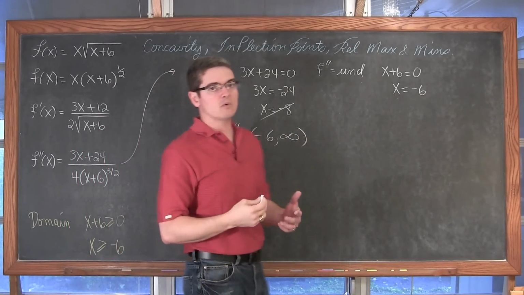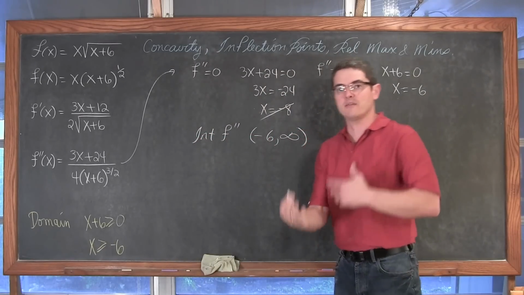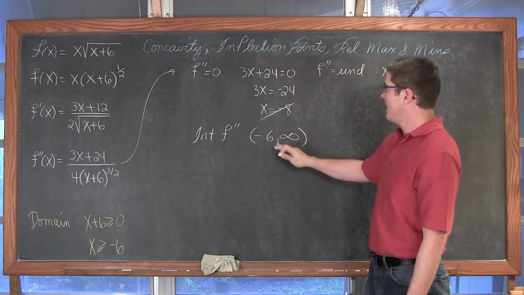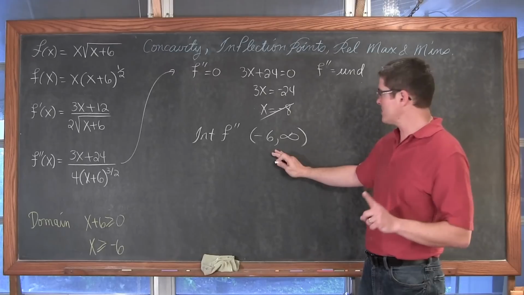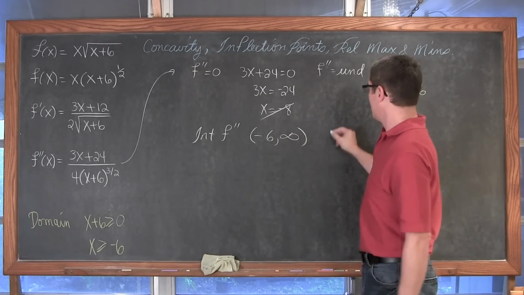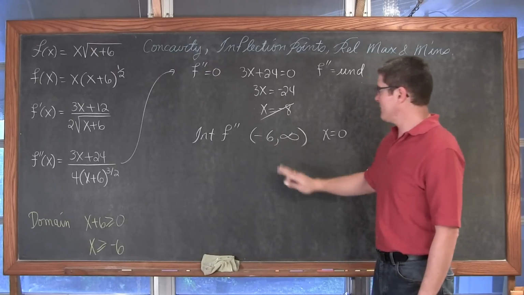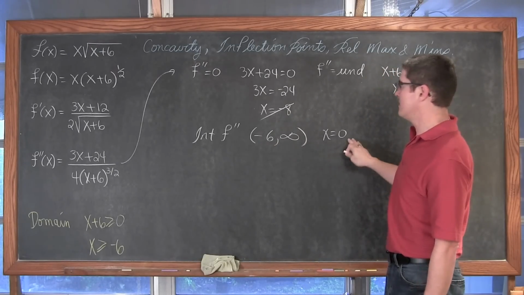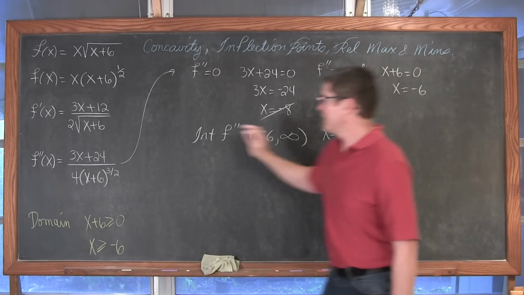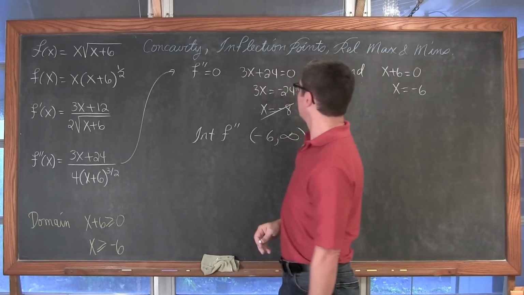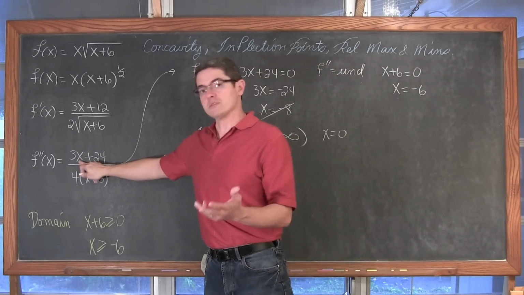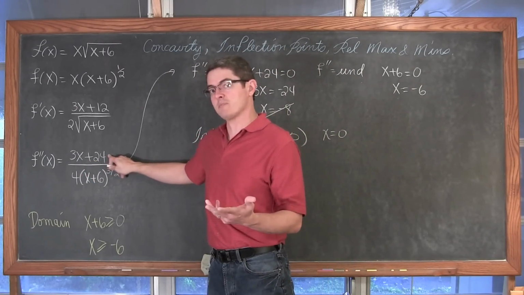And if I want to find out if the function is concave up or concave down at that point, I need to take just one value within this interval. Let's pick the easiest one, a test value of 0. Well, the second derivative in this interval, if I take 0 and plug it into my second derivative, I get 3 times 0 is 0 plus 24, so the top is positive.